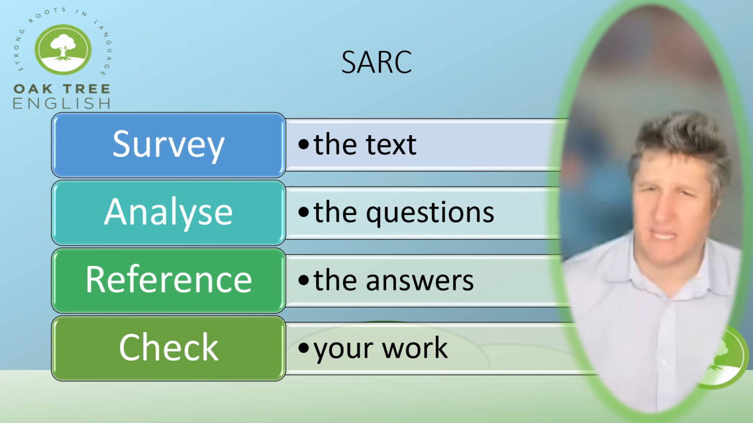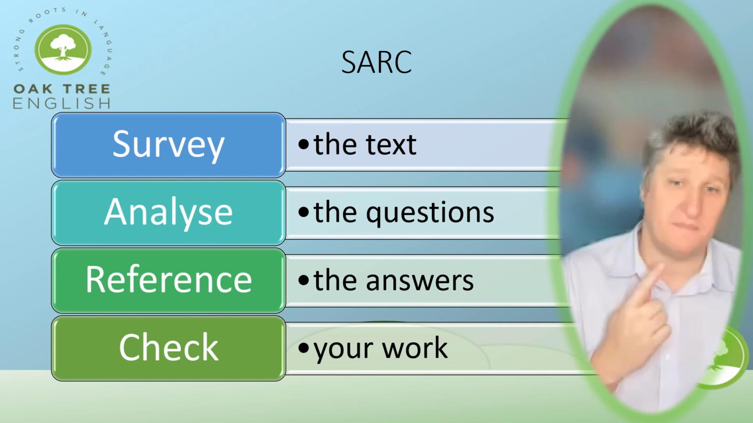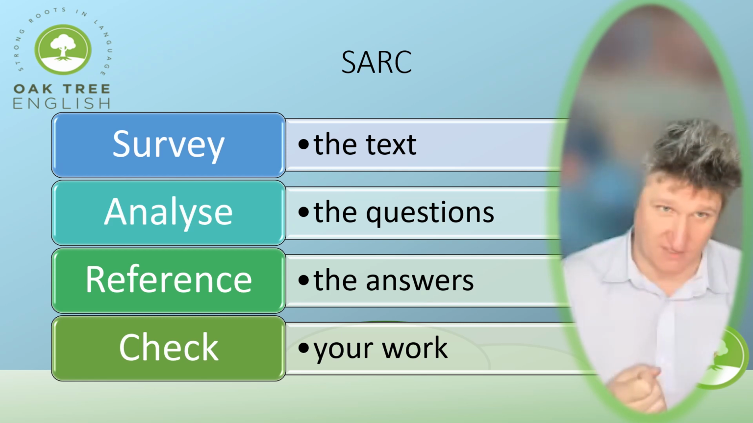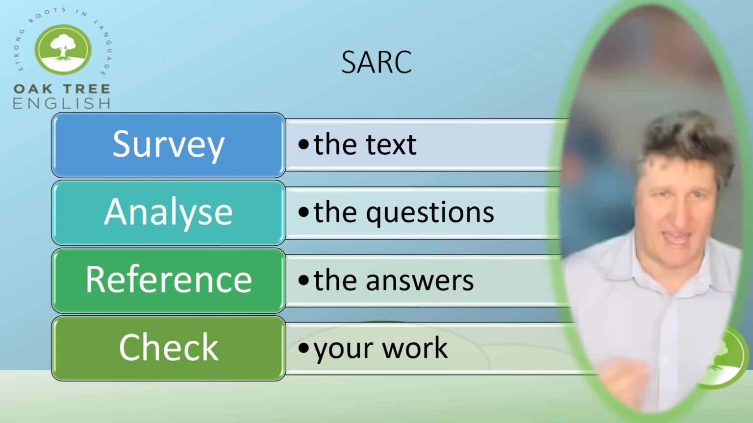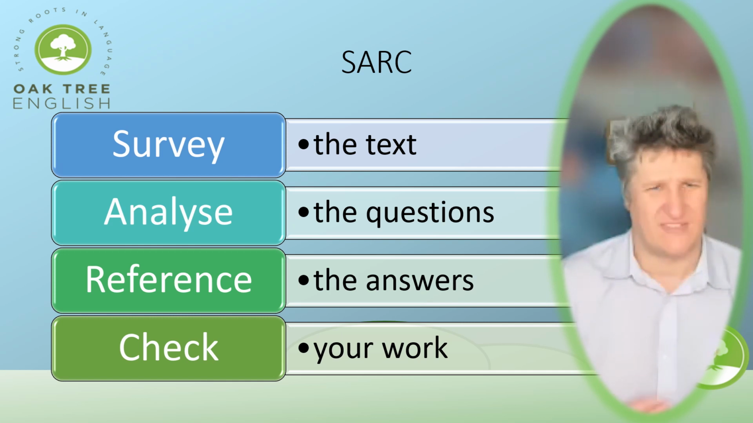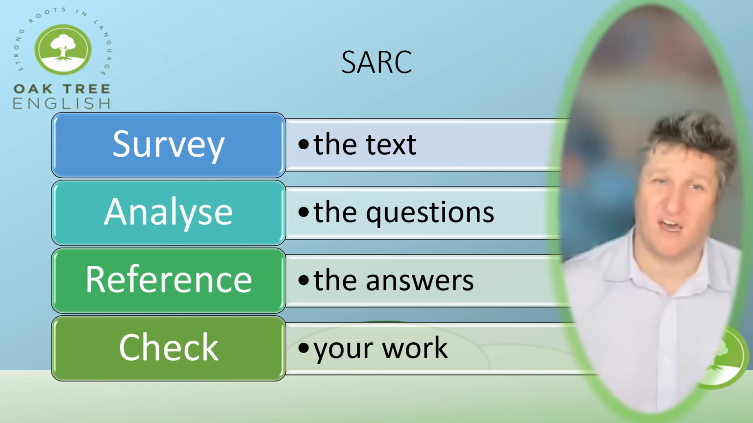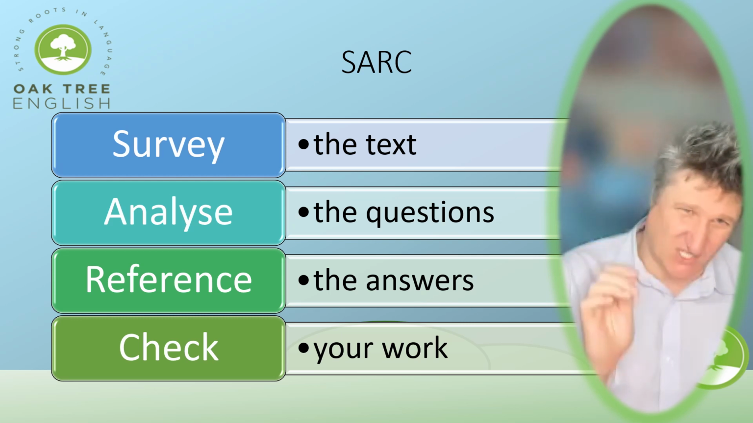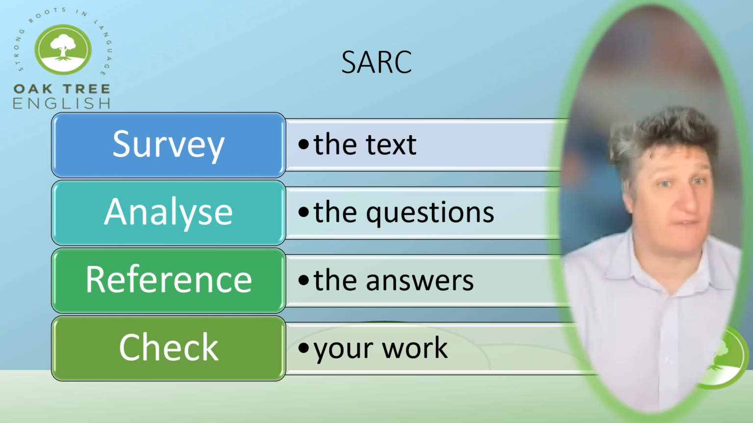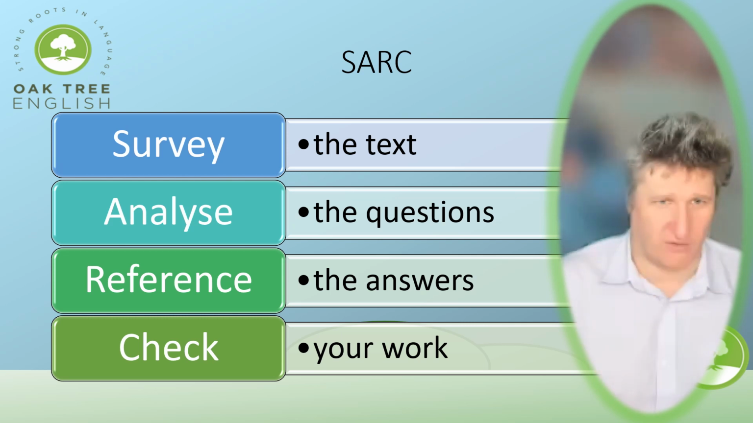A quick word on timing, if I may. You have 1 hour to deal with 4 texts and 40 questions. I recommend spending 1 minute per question for the referencing part, which leaves you 15 minutes for survey and analysis and 5 minutes to check. That works out at roughly 3.5 minutes per text to survey and analyse. Be strict with yourself and stick to those timings. If you can't find an answer within a minute, you move on and come back to it later.